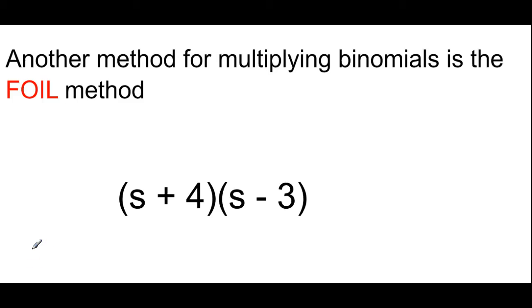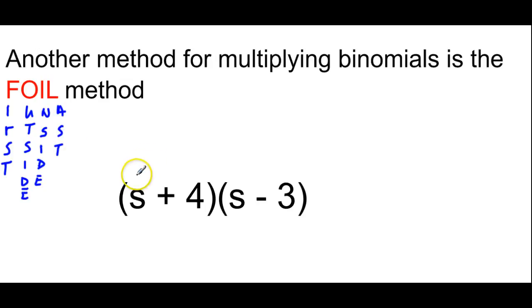There's actually a cute little acronym that we can use for multiplying binomials together. It's called FOIL. And FOIL stands for first, outer or outside, I for inner or inside, and L for last.